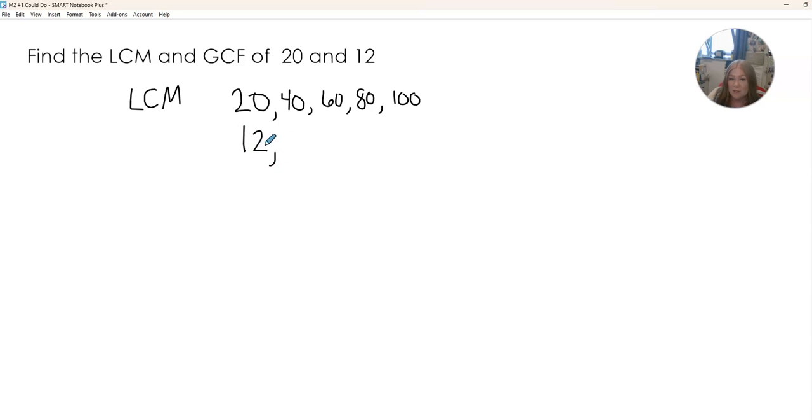Okay, let's start some 12s and see where we get to. So 12 times 1 is 12. 12 times 2 is 24. Checking, do I have a 24? No. Okay, 12 times 3 is 36. No 36. 12 times 4 is 48. 12 times 5 is 60. Oh, yes, we do have a 60. So the littlest number is pretty big still, 60. The littlest number that they have in common when we multiply is 60.